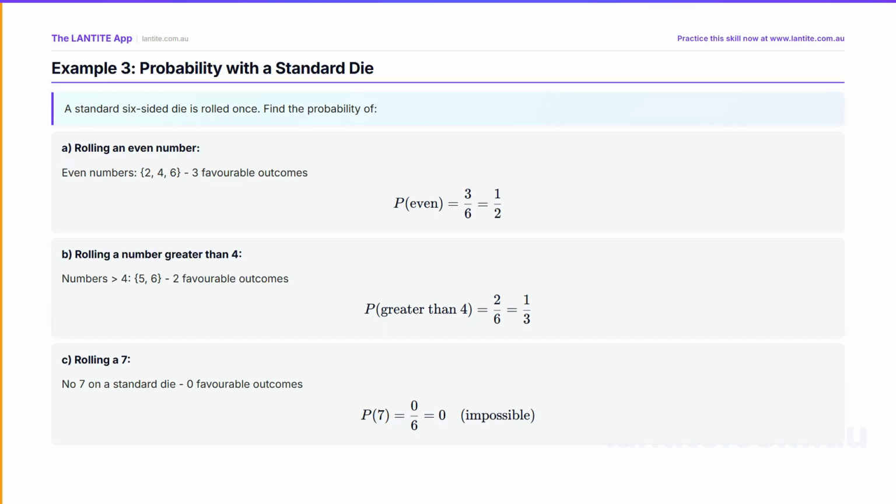Let's practice with a standard die. Part A, the probability of rolling an even number. The even numbers are 2, 4, and 6, that is 3 out of 6, which simplifies to 1/2. Part B, a number greater than 4. That is 5 and 6, so 2 out of 6, which simplifies to 1/3. Part C, rolling a 7. There is no 7 on a standard die, so the probability is 0. It is impossible. Notice how we always list the favorable outcomes first, then divide by the total.